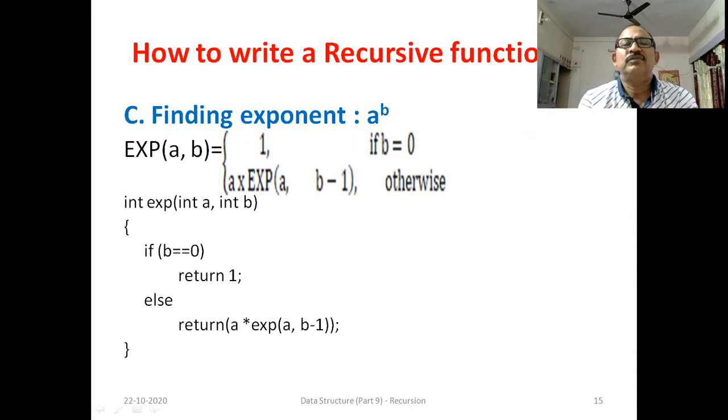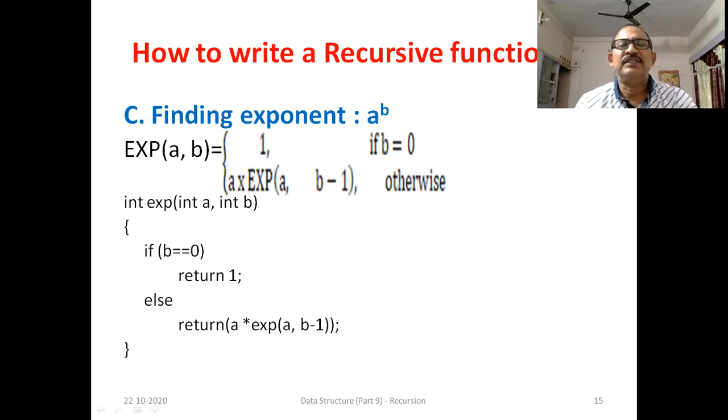Finding the exponent of two numbers, A power B. The exponent of A power B is defined as follows. If B is 0, the exponent of A power B is 1. Otherwise, exponent(A, B) is defined as A into exponent(A, B minus 1). Again, we should specify the return type of the function, and here you take the name of the function. Suppose the name of the function is exp. This function takes two parameters, one is A and another is B.